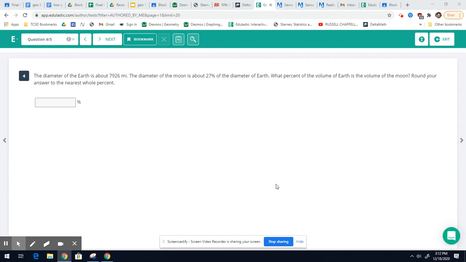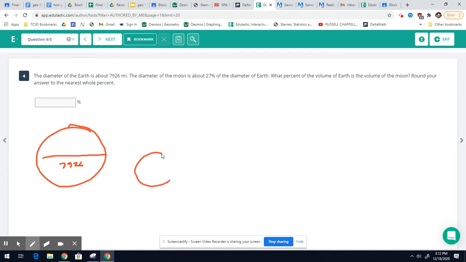Okay, so when you look at this picture, we have the Earth, right? Obviously, the Earth is bigger than the moon. So this is the Earth. Its diameter is 7,926 miles. So here's the moon. Its diameter is 27% of the Earth. So if we take 0.27 and multiply it by that diameter, we're going to get the diameter of the moon.